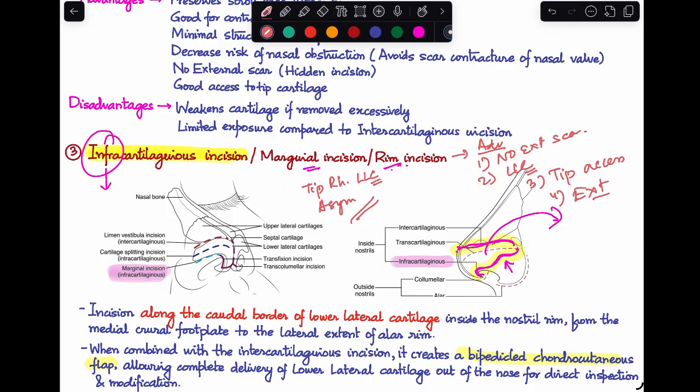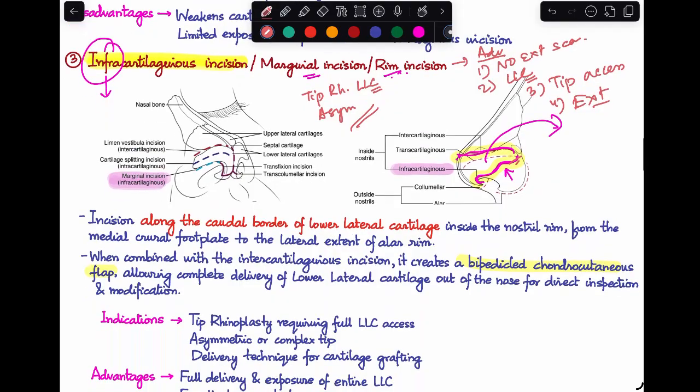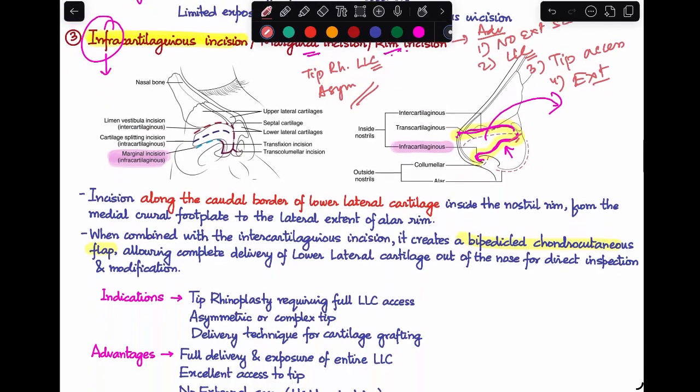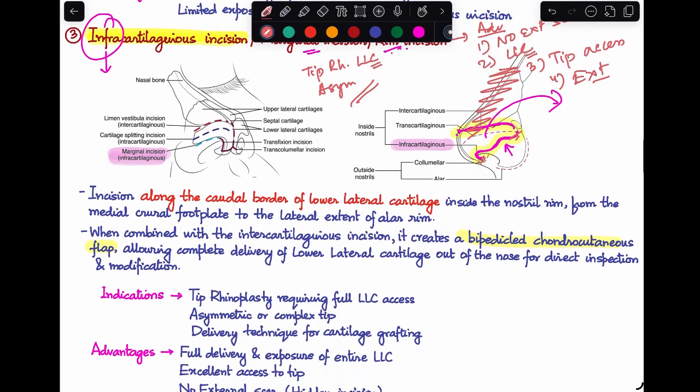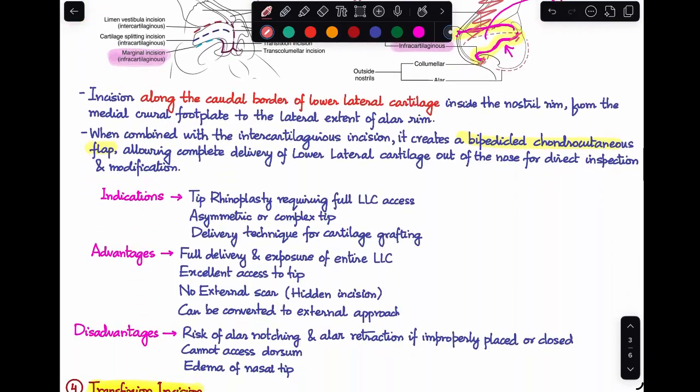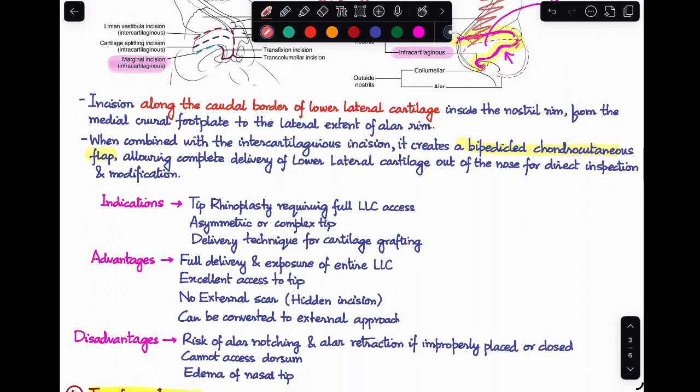Disadvantages would be, because we are making the incision at the lower border of the alar cartilage, there is a risk of alar notching and alar retraction if we don't place it properly. Second, we are not able to access the dorsum of the nose like we were able to with the intercartilaginous incision. And third, because of the incision, there can be edema of the nasal tip in the post-operative period. So this is about the infracartilaginous incision.